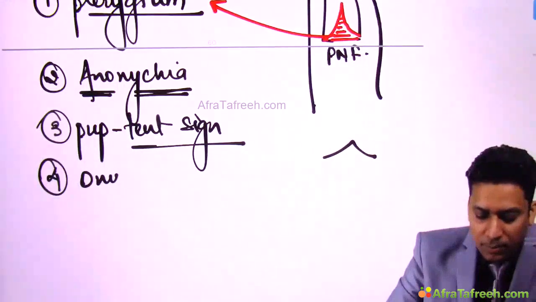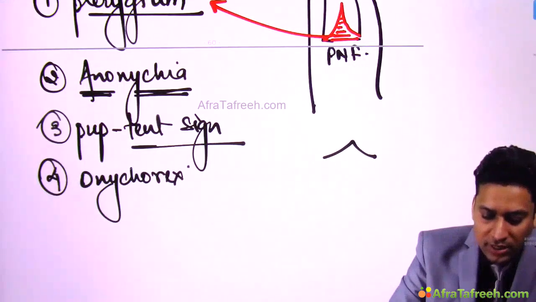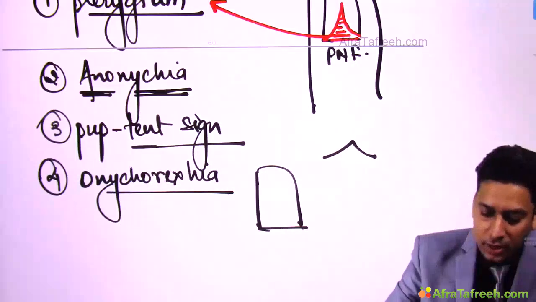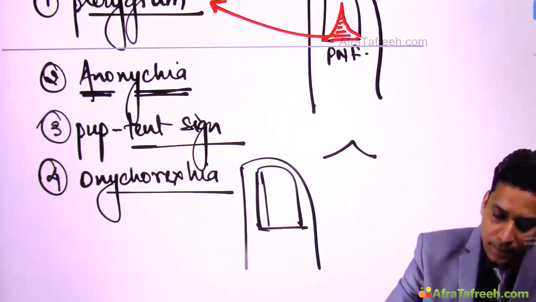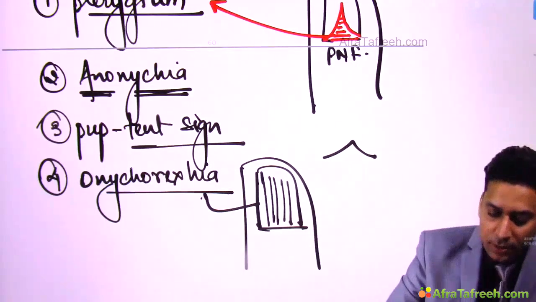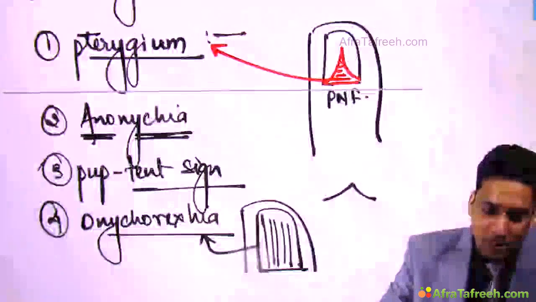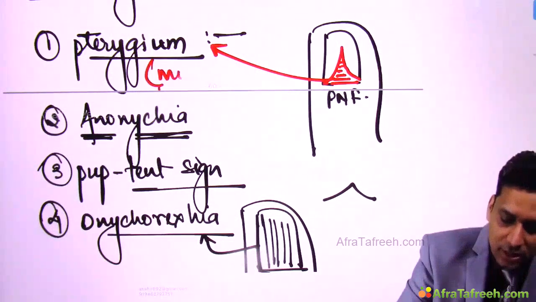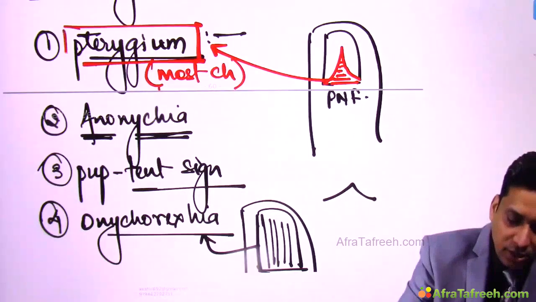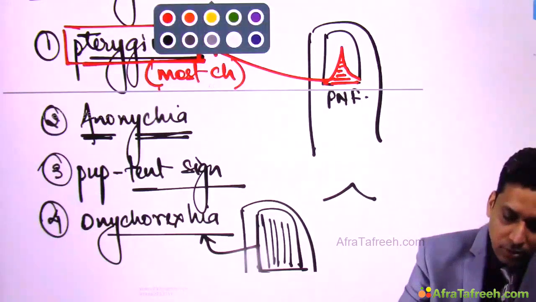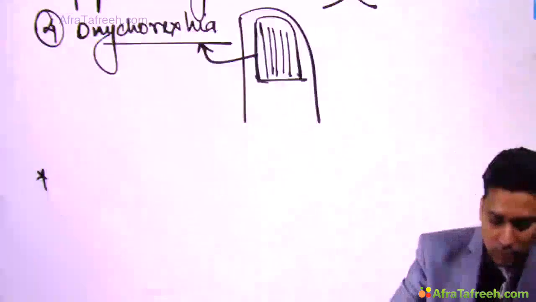Then the patient might develop onychorexia. Onychorexia is longitudinal ridging over the nail plate. So such longitudinal ridging might be present over the nail plate. Now remember that among these various nail changes, the most characteristic nail change is pterygium. So pterygium is very important. This is the most characteristic nail change which is seen in lichen planus.